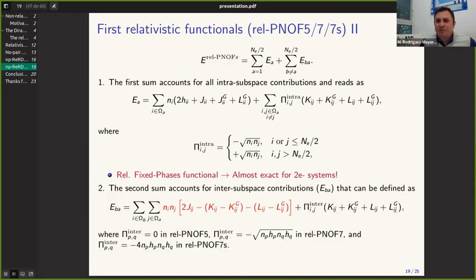Then we need to account for inter-subspace interactions, and we will have first initially the term that I ask you to remember, this Hartree-Fock-like interaction. In that case, we will have a PNOF5, relativistic PNOF5. If we include extra terms to account for electron correlation, we would arrive at PNOF7, PNOF7s, etc. So we know that this functional, in the case of relativistic PNOF5, we have proven this, corresponds to the relativistic version of APSG, which then should be fully representable.